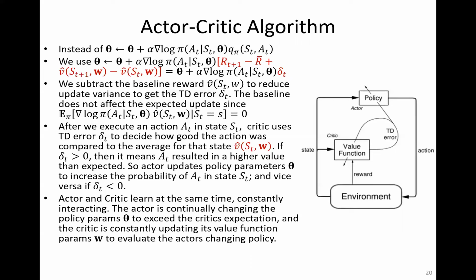We're still in the average reward setting. So we have the next step reward, and gamma is one. So we simply add the next state value minus the average reward. And then we subtract the V hat, which is the baseline, to reduce the update variance. Because if you take the expectation of this over the policy, it averages to zero. So adding it or subtracting it does not make a difference.